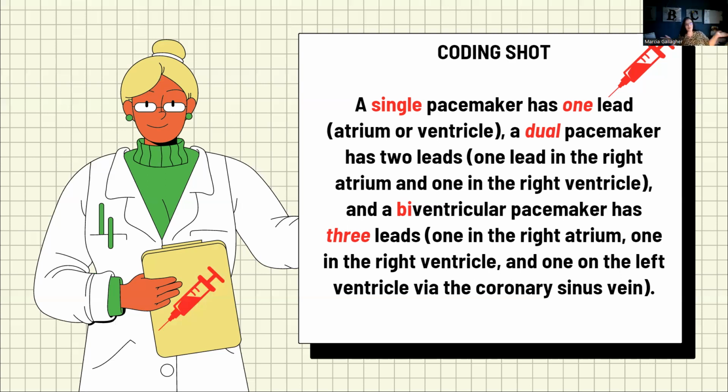Okay, you know what? That was a lot of words just to say a single is one, dual is two, and bi is three. Okay, so if it's a single lead, it's one. If it's a dual lead, it's two. And if it's a biventricular lead, it's three. I probably should have just stopped there. Please note that this coding shot is found in your textbook.